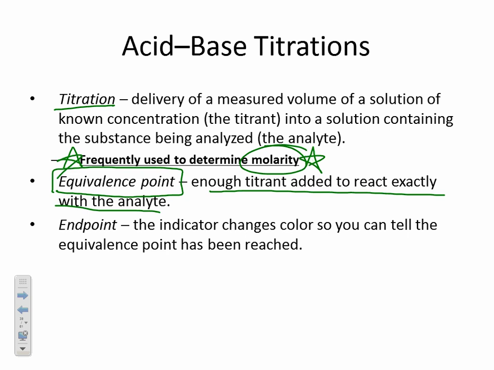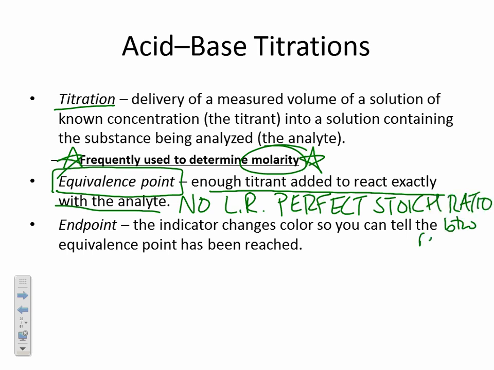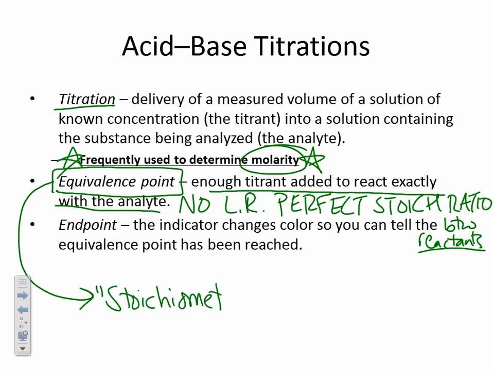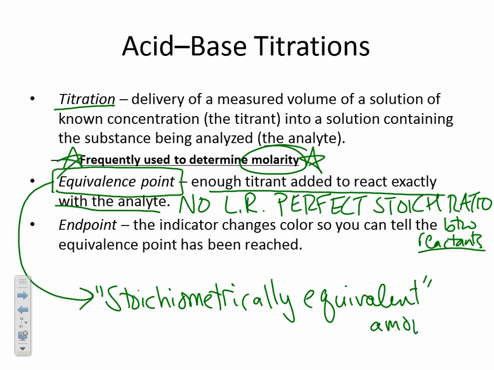What does that mean, enough titrant has been added? It means that there is no limiting reactant. It means that you have a perfect stoichiometric ratio between your reactants. That's what the equivalence point is. The reason it is called the equivalence point is because you have stoichiometrically equivalent amounts, which is basically a fancy way of saying there's no limiting reactant, everything is used up, you have a perfect ratio.